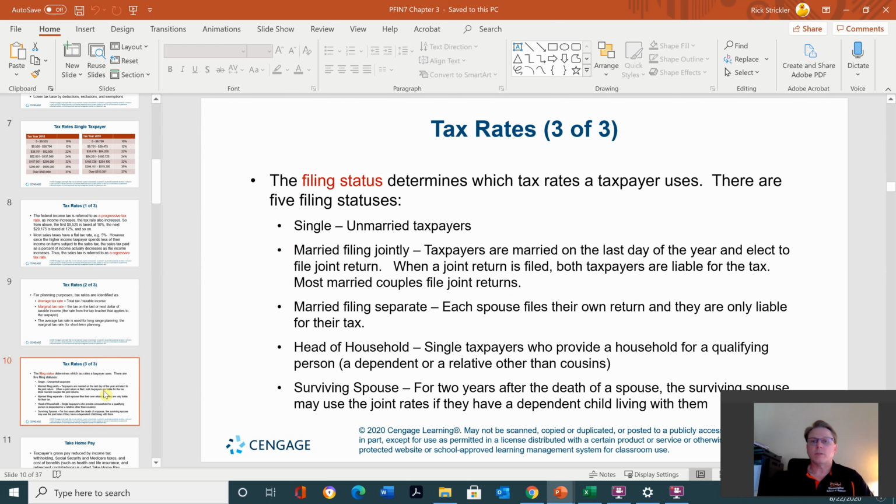Filing status: you can be single and unmarried, married filing jointly, married filing separately, head of household, which means you have a dependent, and then surviving spouse. For 2 years after the death of a spouse, the surviving spouse may use the joint rate if they have a dependent child living with them.